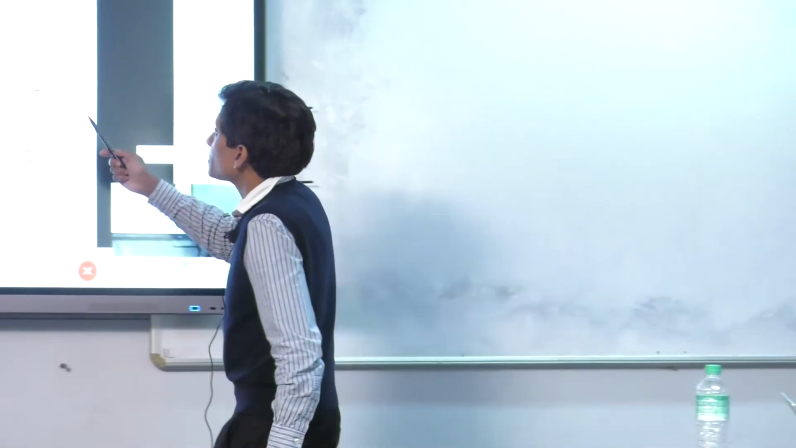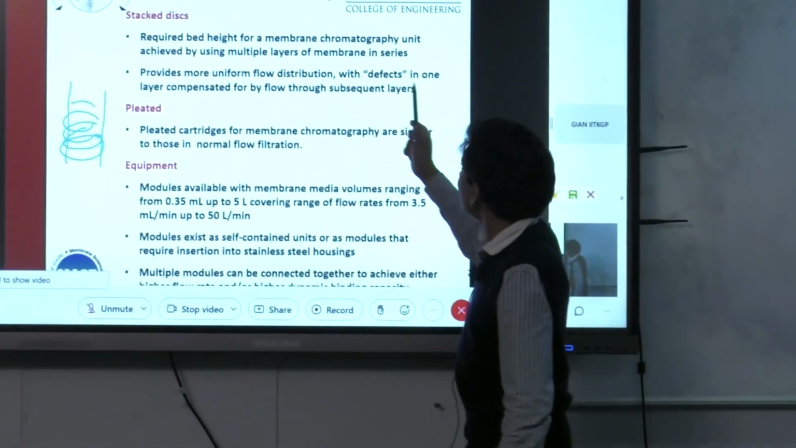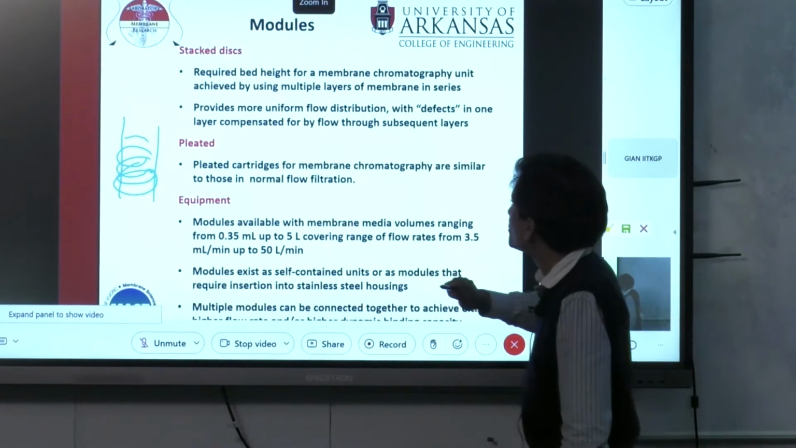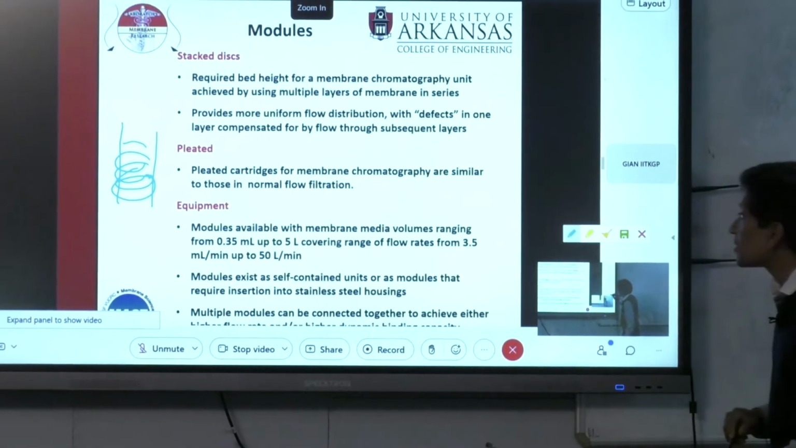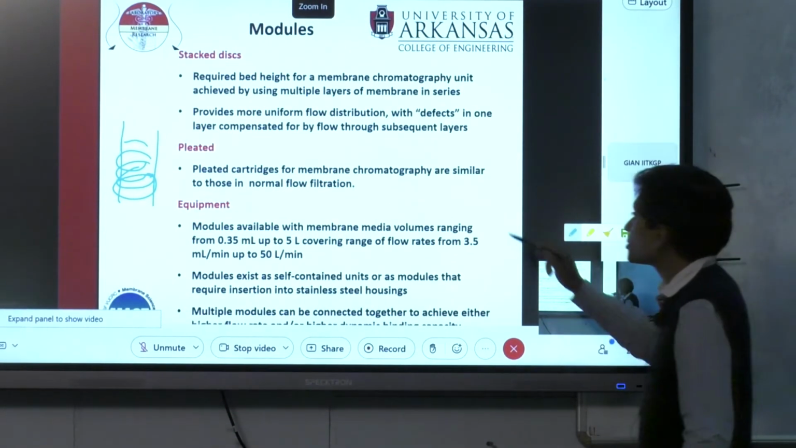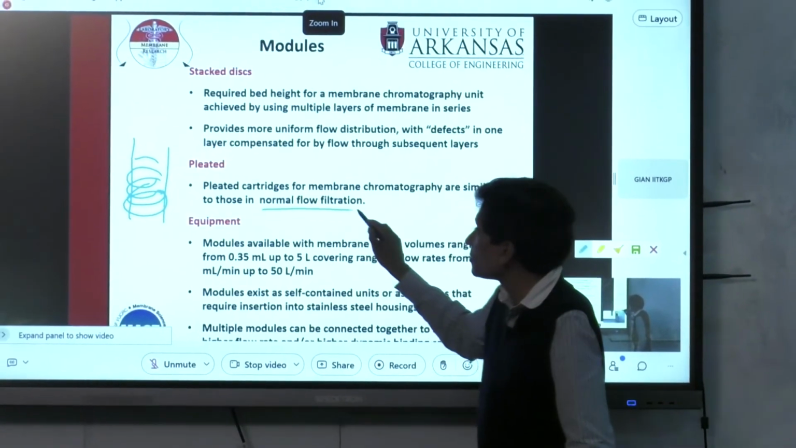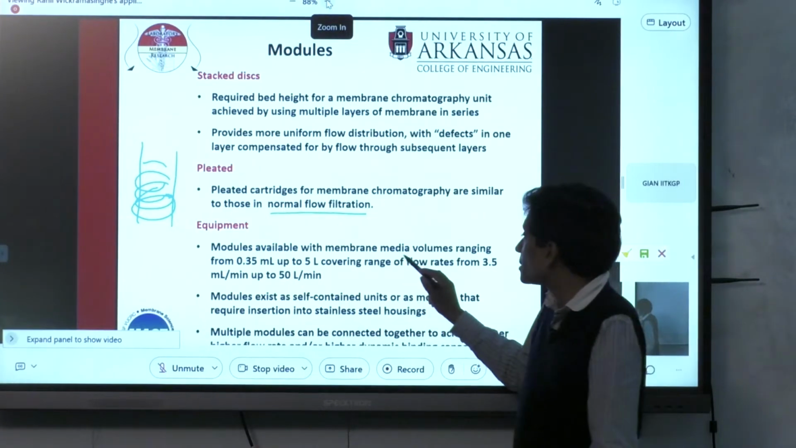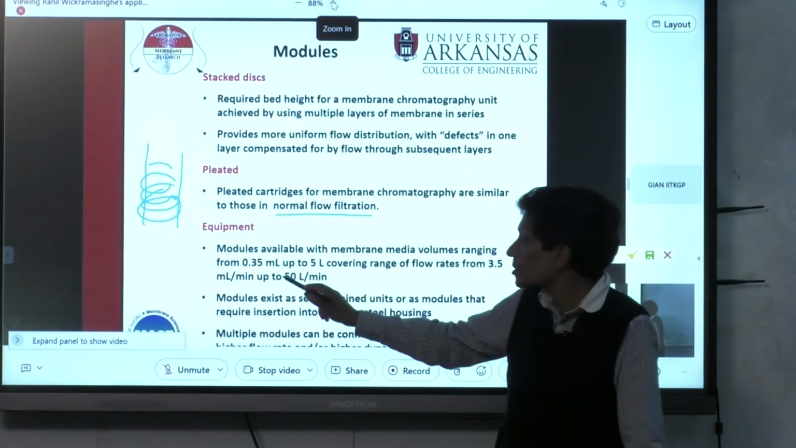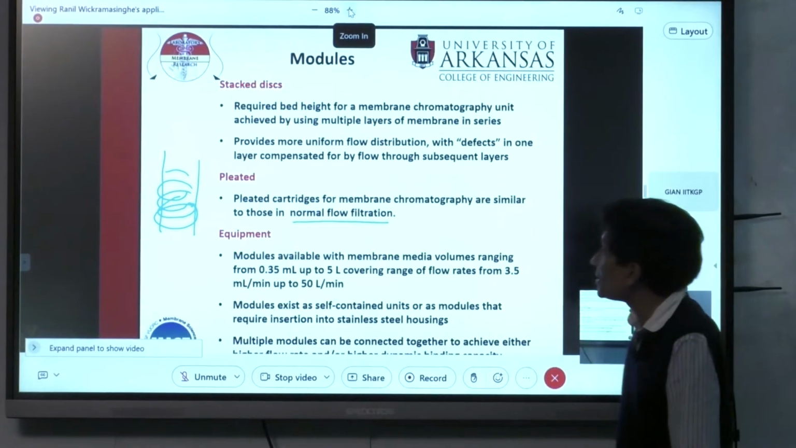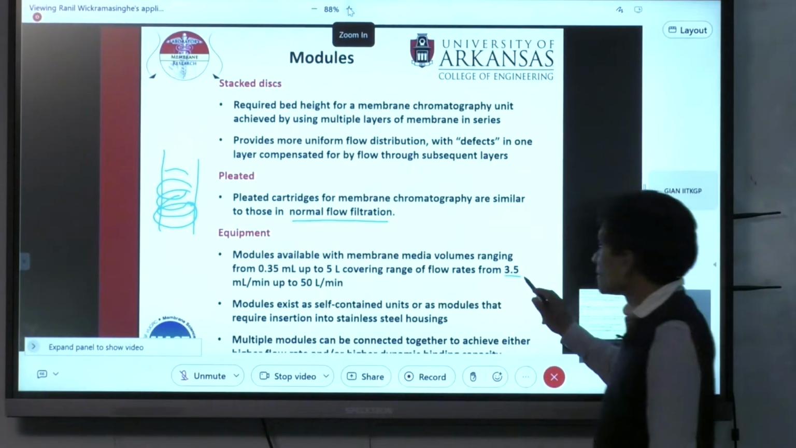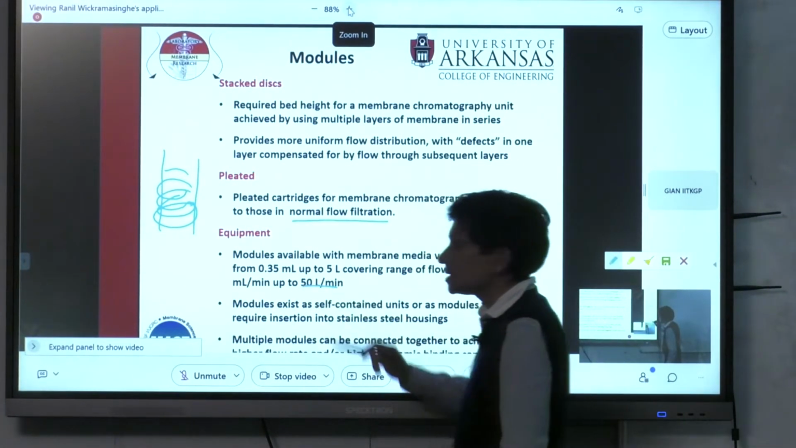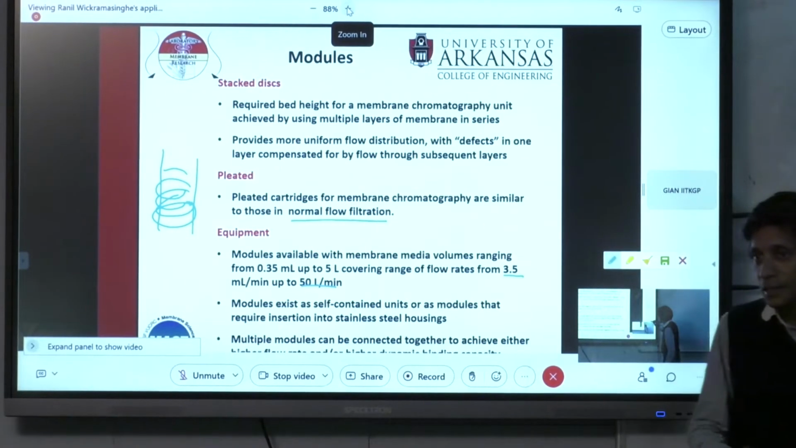So it's achieved by multiple layers, which provides more uniform flow distribution, with defects in one layer compensated by flow through subsequent layers. We can have pleated cartridges for membrane chromatography, similar to those used for normal flow filtration. That's another way this could be done. And the equipment modules are available with membrane media volumes ranging from 0.35 ml to 5 liters, covering a range of flow rates of 3.5 ml per minute to 50 liters per minute. So that's a huge range, okay?